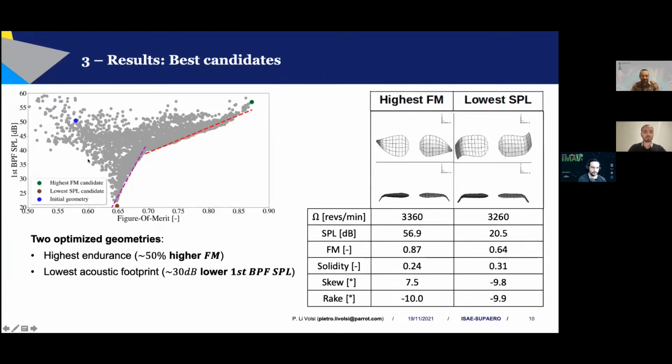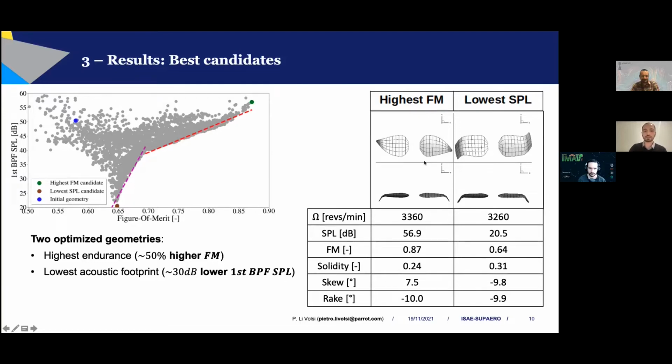So from this Pareto front, we chose two different geometries. One is marked in green and is located here as the highest figure of merit. That means the highest endurance, with a figure of merit 50% higher than the initial geometry. The brown dot corresponds to the lowest SPL candidate, with an SPL more than 30 dB lower with respect to the initial geometry.